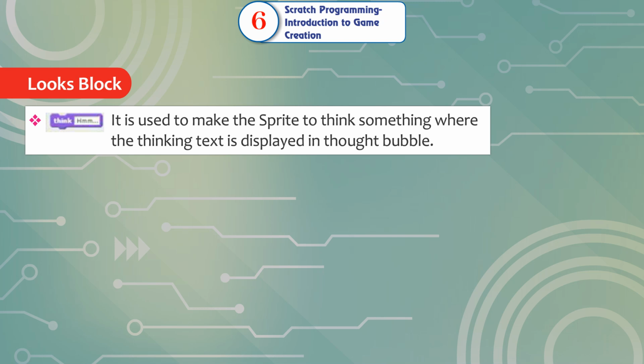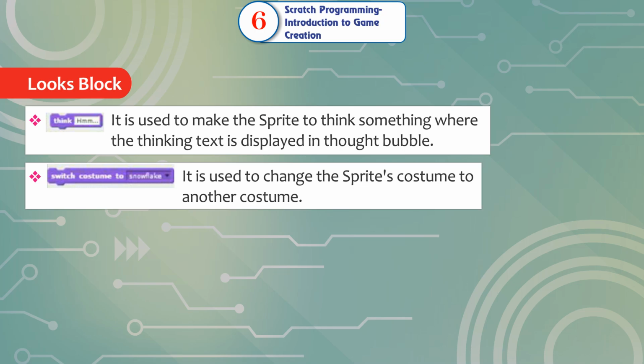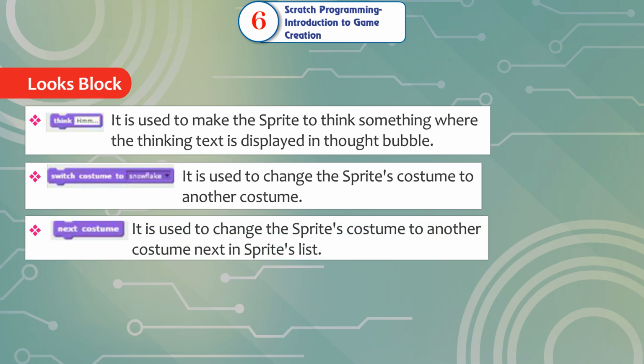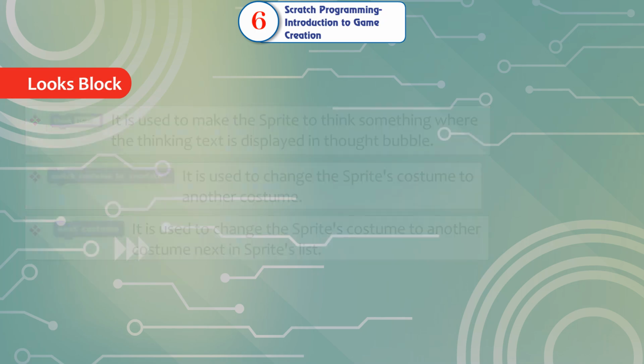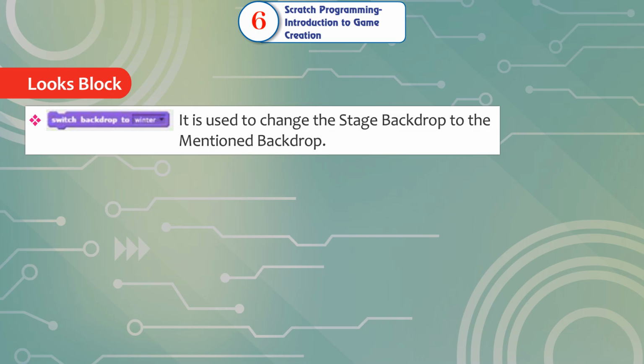It is used to make the sprite think something, where the thinking text is displayed in a thought bubble. It is used to change the sprite's costume to another costume. It is used to change the sprite's costume to the next costume in the sprite's list. It is used to change the stage backdrop to the mentioned backdrop.